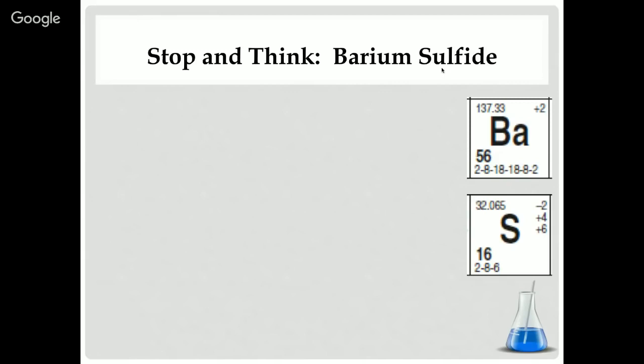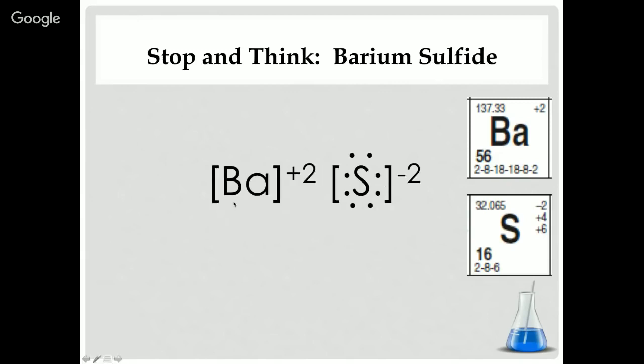Okay, so we should have something that looks like this. We have our metal, brackets, and our charge. Again, no dots around the barium symbol. And then for the sulfur, we have 8 dots, brackets, and our charge. Notice that the charges will equal 0, so +2 and -2 will give us a neutral compound.